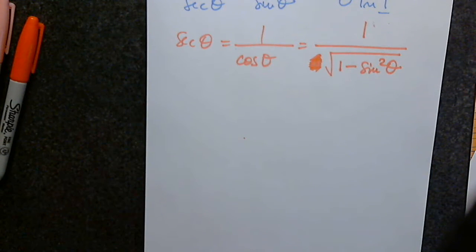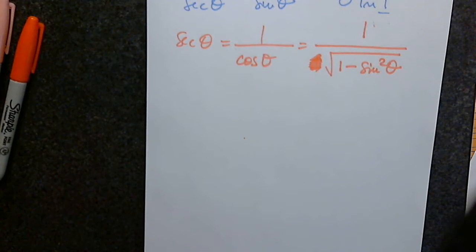So we wrote secant in terms of sine for an angle in the first quadrant. What if the angle were in the third quadrant? What would the answer have been? Secant theta would have equaled -1 over the square root of 1 minus sine squared. Is that okay? Very good.